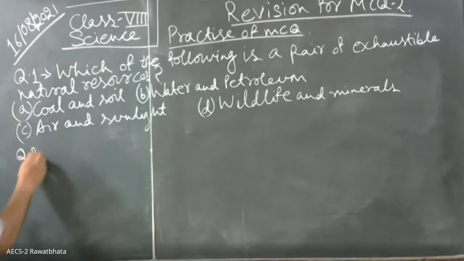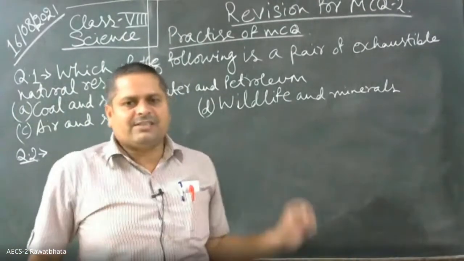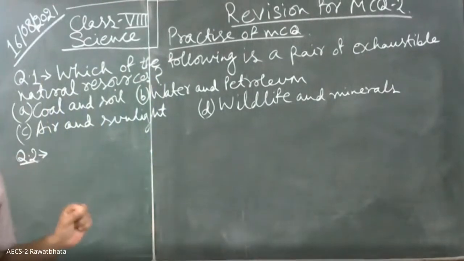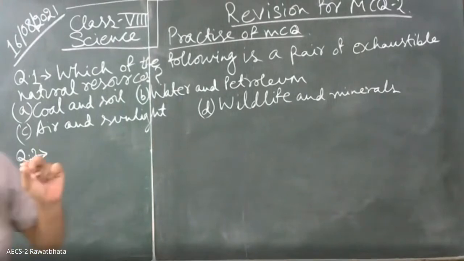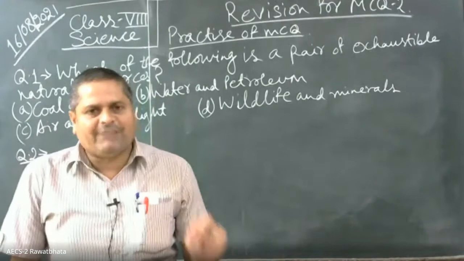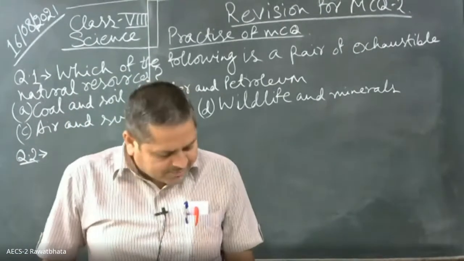Question number 2. You just write down the question, and if you know the correct answer, you mark it, and I will assign the question to a particular person. Then that child only will answer. Okay, children? Okay, sir.